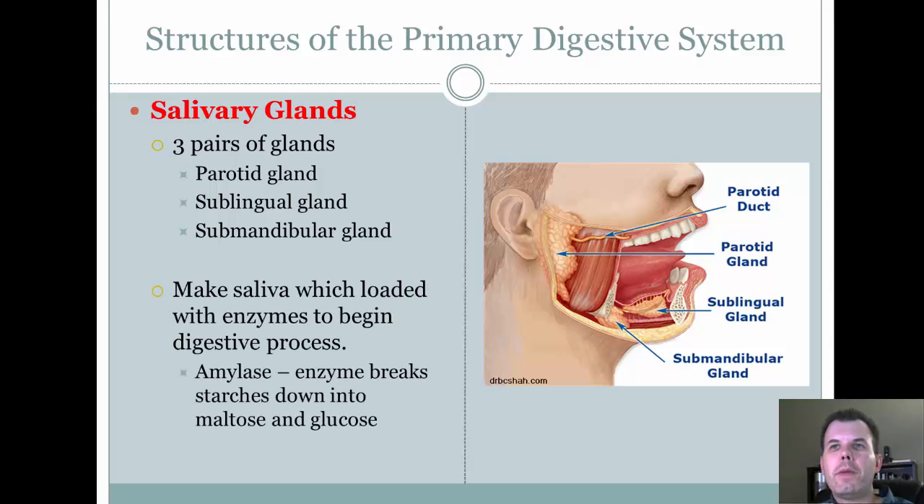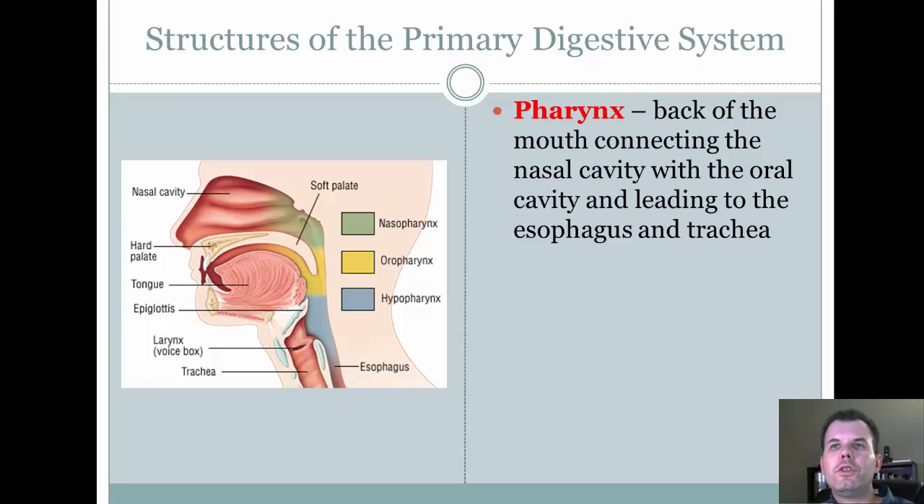What they do is make saliva, which is loaded with enzymes, and begin the process. One of the most important enzymes is amylase. Amylase helps break starch down into glucose and maltose. And so you start that process already in your mouth, okay? The next step your body takes is pushing the food with the tongue and swallowing, putting it into the back of the throat called the pharynx.